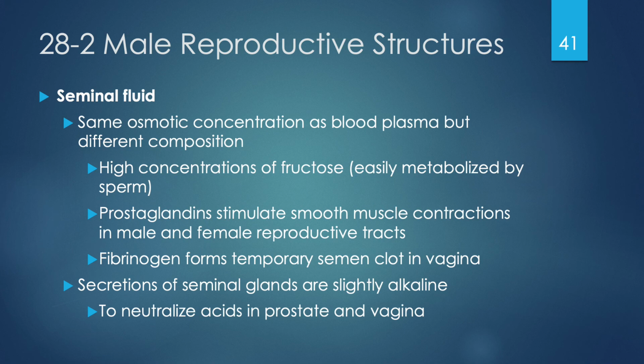The secretions of the seminal glands are slightly alkaline, and this is important because the vagina and also many different parts along the prostatic urethra and the penile urethra will be slightly acidic. So those seminal glands are slightly alkaline to neutralize those acids in both the male and the female reproductive tract, so that way the sperm don't die en route.